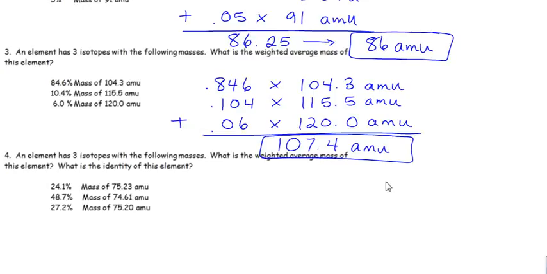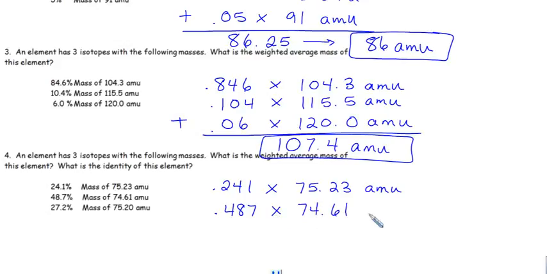And the last one. Again, we have 3 isotopes. Let's plug this in our calculator. 0.241 times 75.23 AMUs. 0.487 times 74.61. These masses are all pretty close, aren't they? And 0.272 times 75.20 AMU.